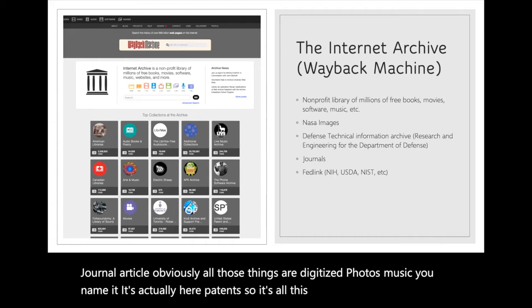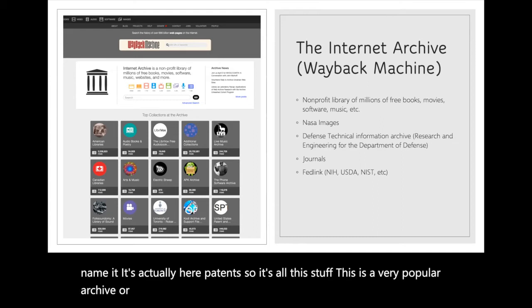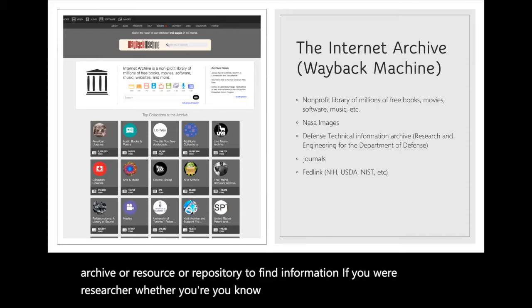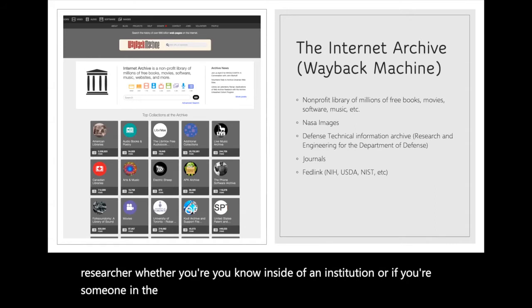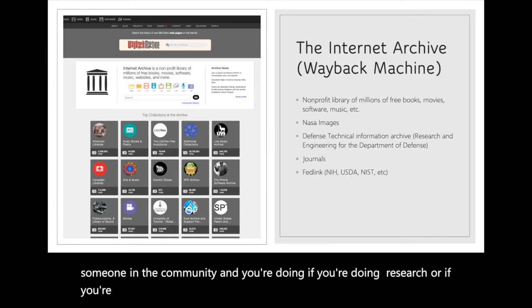This is a very popular archive or repository to find information if you're a researcher, whether you're inside of an institution or someone in the community doing hardcore research, or if you're just doing research and trying to satiate your curiosity.